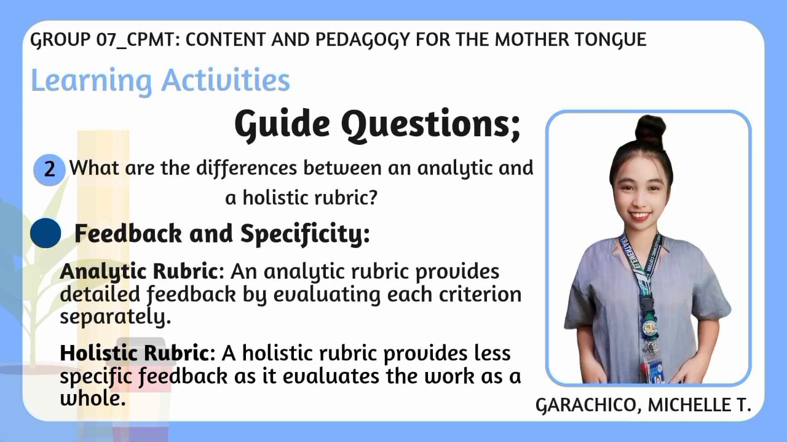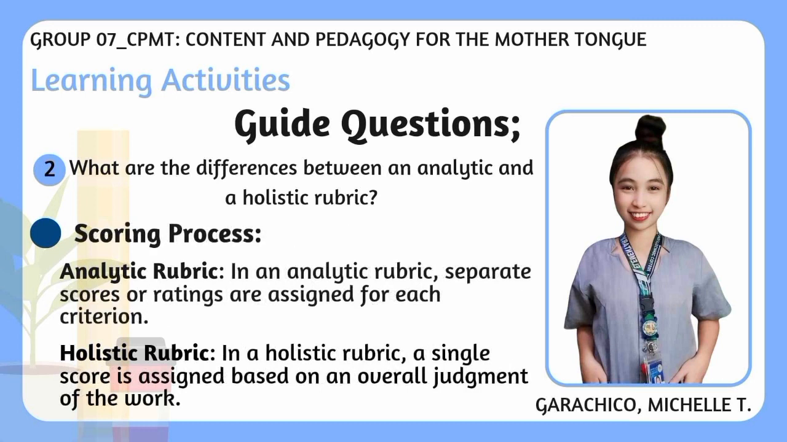Sa holistic rubric, a holistic rubric provides less specific feedback as it evaluates the work as a whole. It offers a general assessment of the overall quality or performance. Ang students ay makaka-receive ng feedback sa overall impression and impact of their work without detailed feedback on the specific criteria. Scoring process. Sa analytic rubric, separate ang scores or ratings are assigned for each criterion.